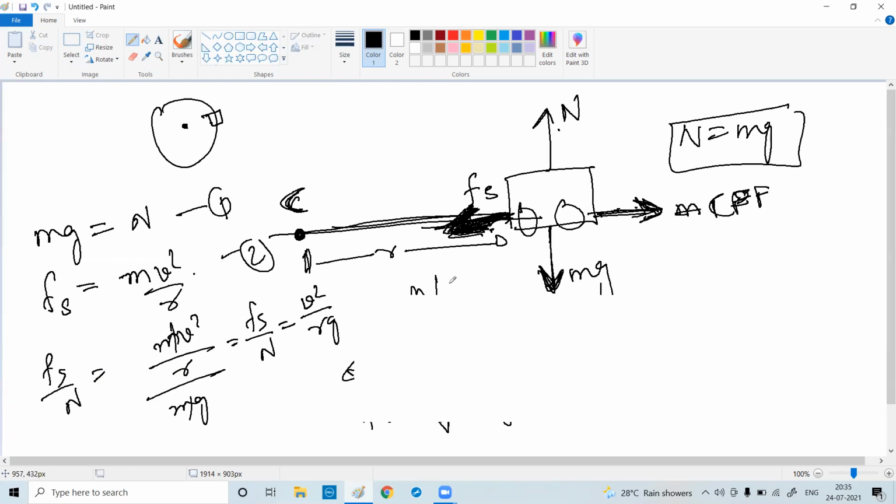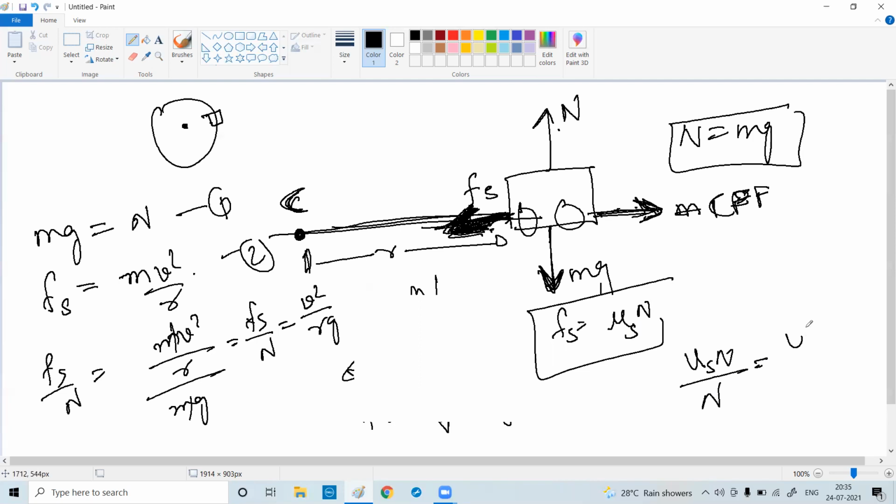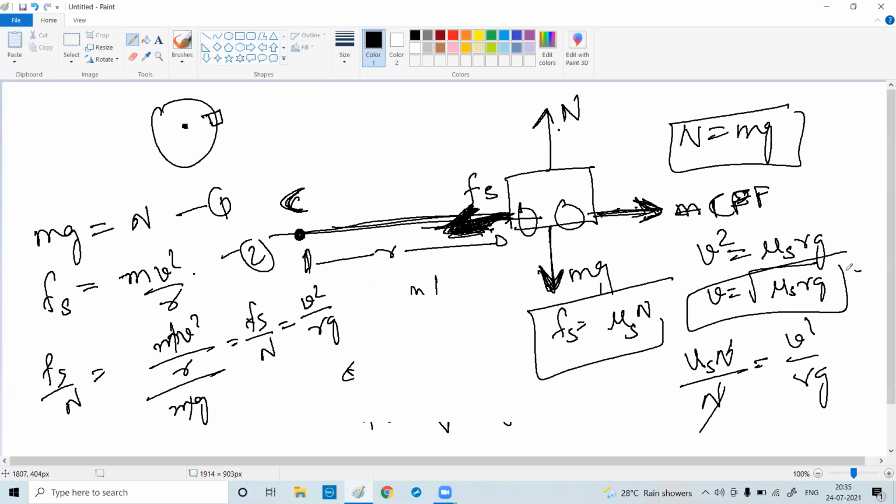Obviously N is a constant, and we write Fs as mu s into N. What is mu s? Mu s is the coefficient of static friction, and N is the normal reaction. So we substitute mu s N divided by N equal to v square by rg. So N cancels. So V square equals mu s rg. What will be your V? Your V will be the square root of mu s rg. Understood?